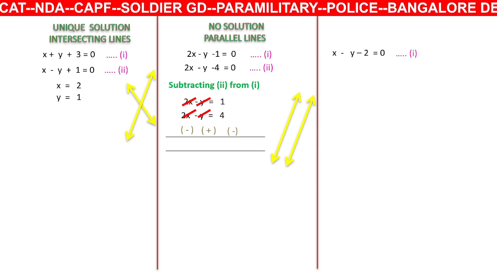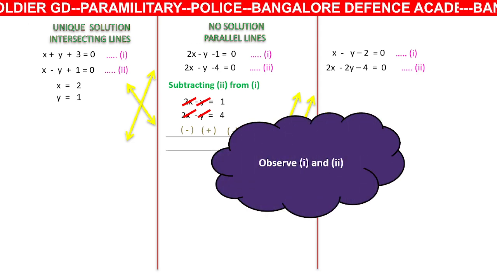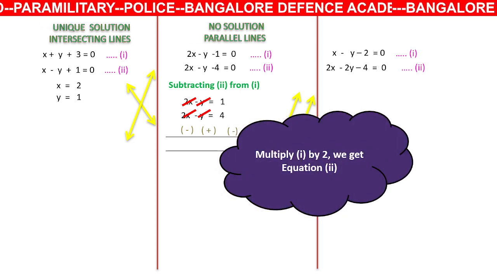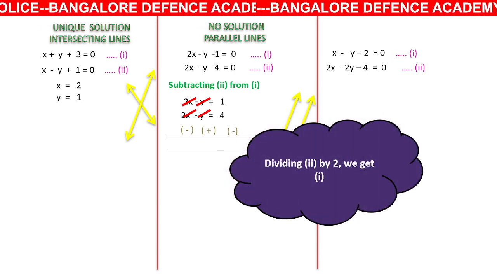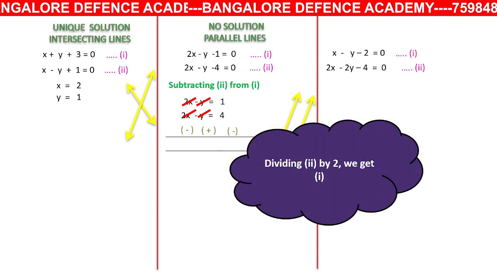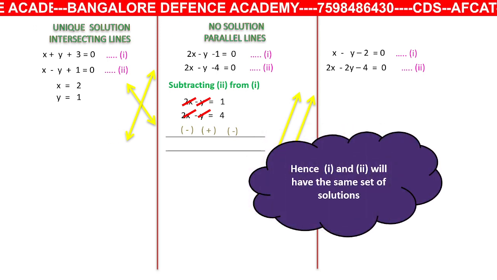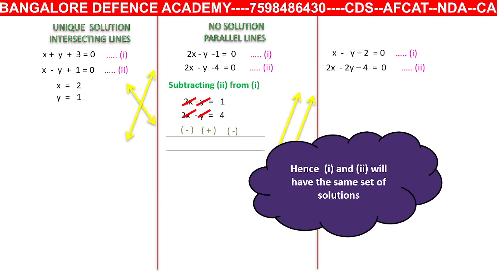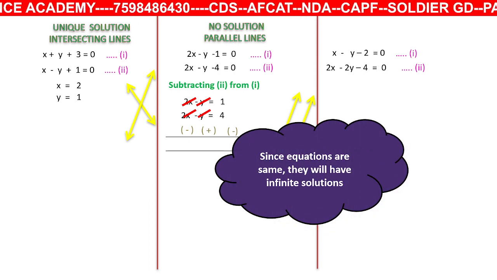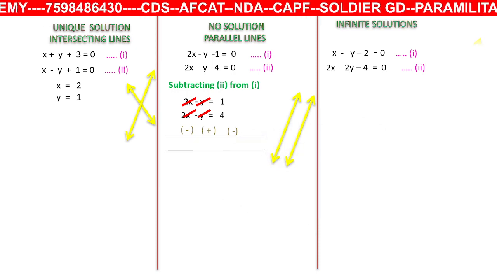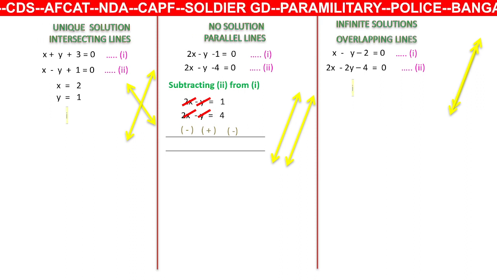So x minus y minus 2 is equal to 0, and 2x minus 2y minus 4 is equal to 0. Observe equation 1 and equation 2. Multiplying equation 1 by 2, we get equation 2. Then dividing equation 2 by 2, we get equation 1, which means 1 and 2 may look different, but they are the same. So 1 and 2 will have the same set of solutions. Since the equations are the same, they will have infinite solutions. So when infinite solutions are there, the lines will overlap. Okay, so they are called overlapping lines.